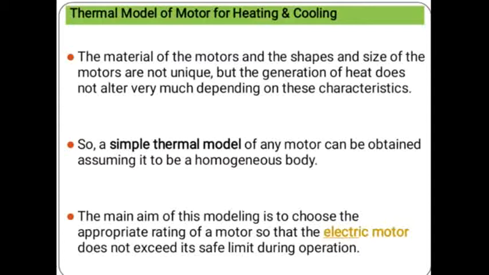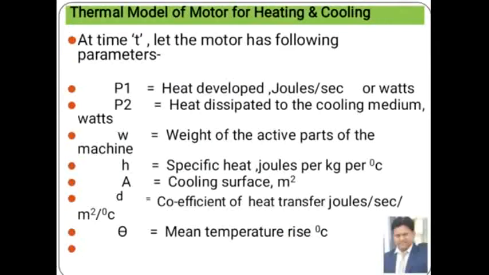So, let's suppose the machine is assumed to be a homogeneous body and the cooling medium has the following parameters. The main aim of this modeling is to select the appropriate rating of the motor so that the electrical motor does not exceed its safe limit during operation. This is the main phenomenon of the thermal model of a motor for heating and cooling, and these are the parameters.